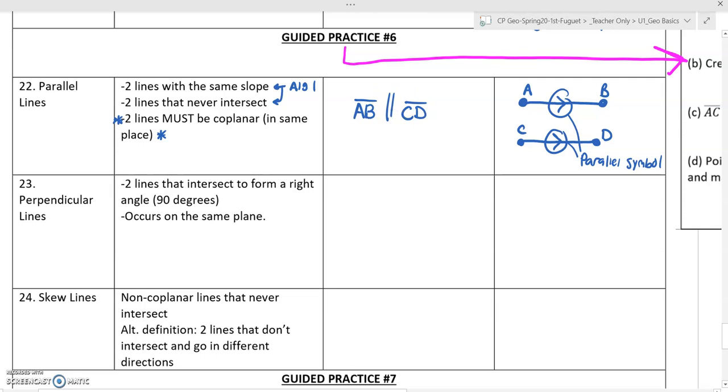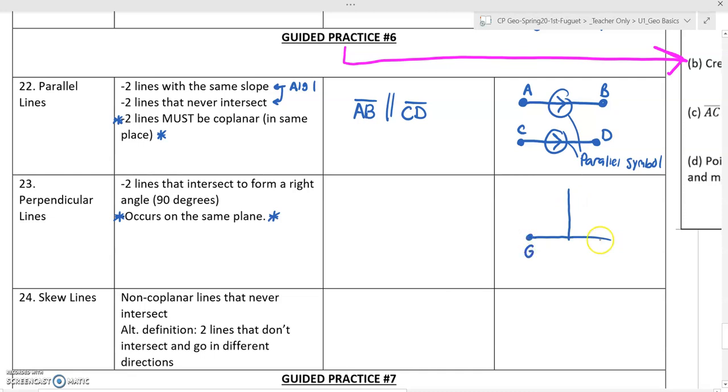Staying on the same topic, looking at perpendicular. Two lines that intersect to form a right angle, and once again, I'll explain this second part in person because it's easier to visualize in a three-dimensional world than on the screen here, occurring on the same plane. Perpendicular basically means two segments that are going to meet at a 90-degree angle.